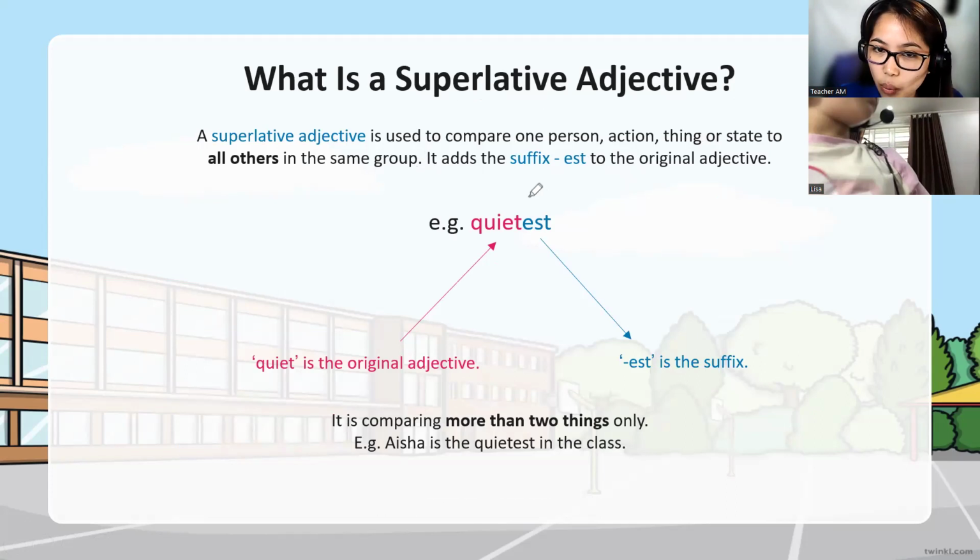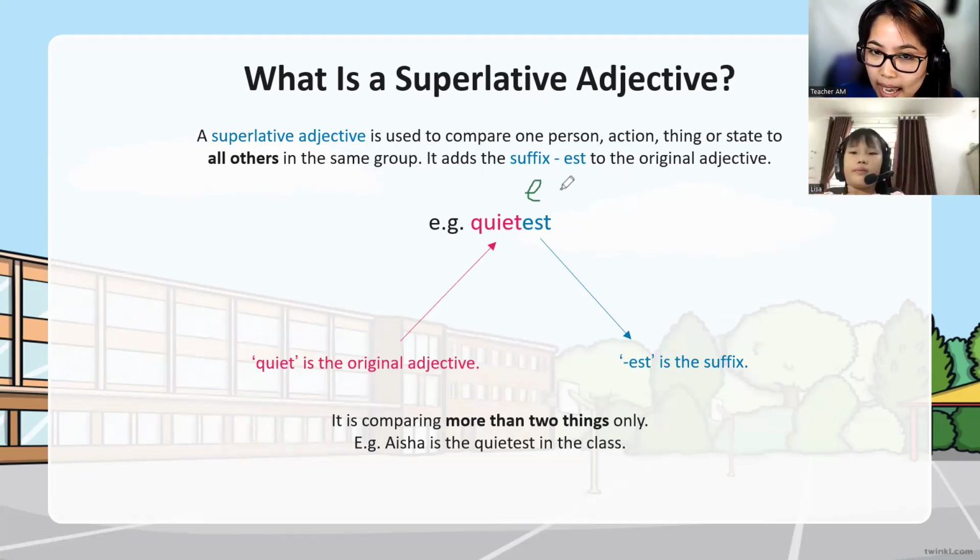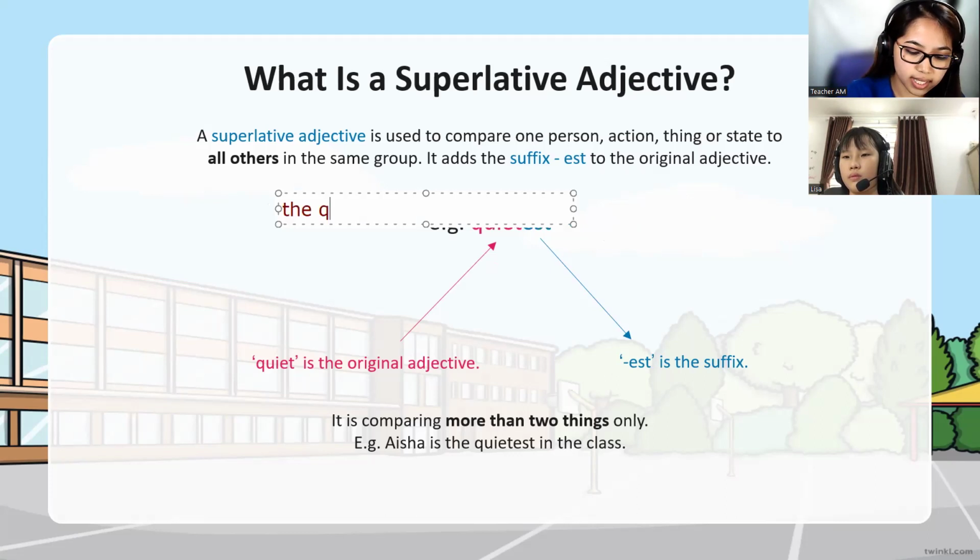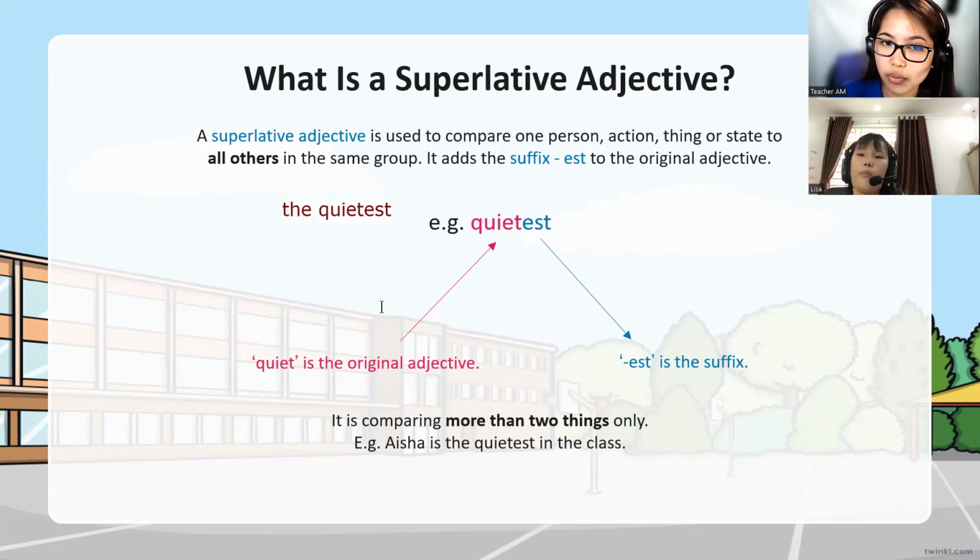And in that case, we add EST. But we say the, then the superlative adjective. For example, the quietest. For superlative adjective, we always put the before the superlative adjective. Just like quiet. Quiet, we add EST, the quietest.